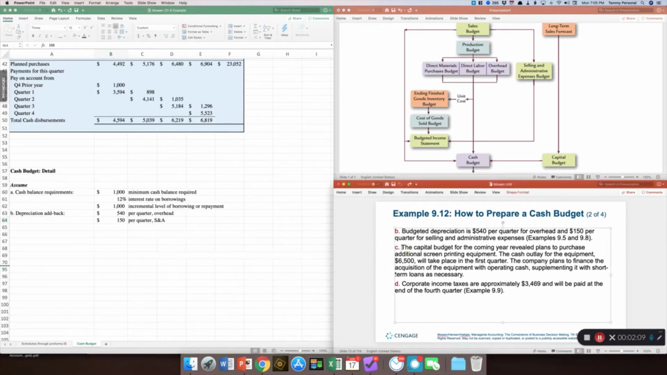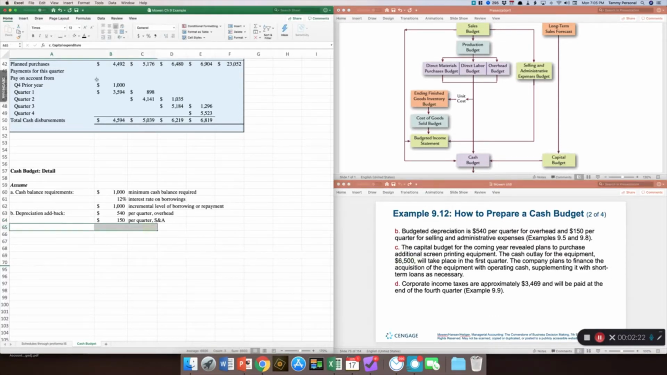And then the big one. We are going to buy some new equipment. It's going to cost us $6,500, and we're going to buy it in the first quarter. We're going to buy it and pay for it in the first quarter, even if that means that we need to borrow some money to keep our cash balance from going below $1,000. As a business advisor, I don't think this is a great plan for paying for capital expenditures, but it's what we are assuming.